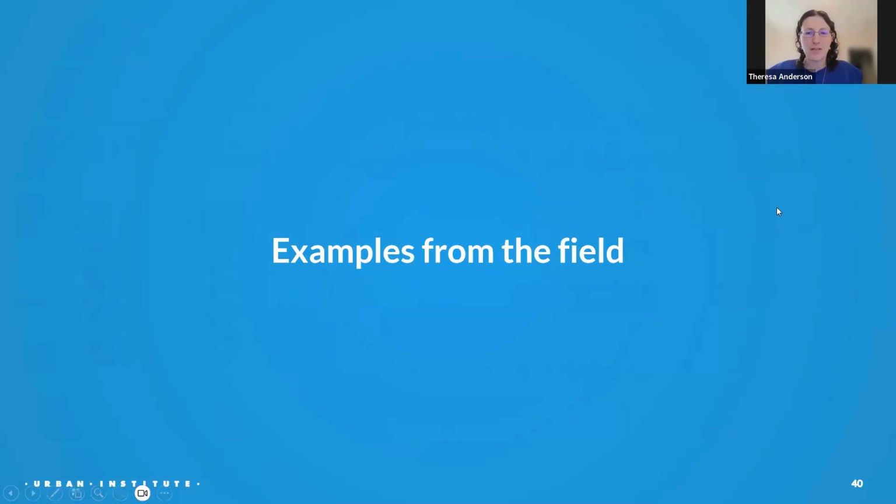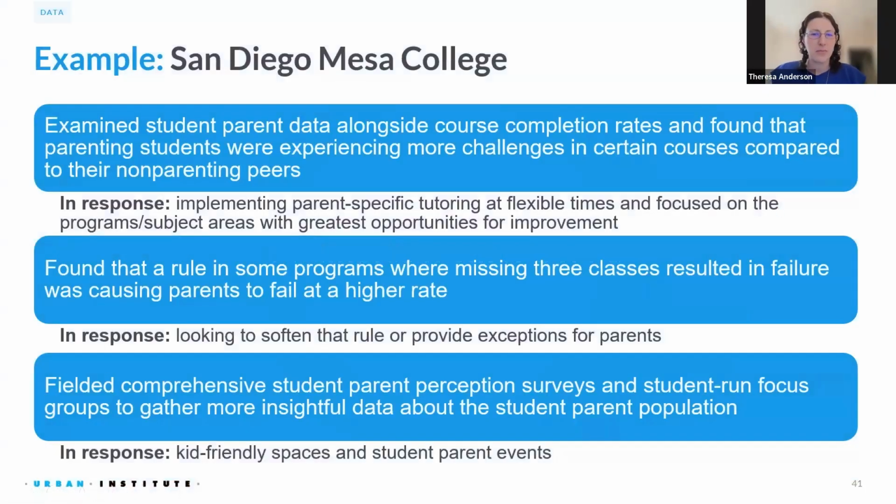So with that, I'd like to start with an example of San Diego Mesa College. Some of you might be familiar. San Diego Mesa has been a national leader in student parent supports for some years. And they had some really neat strategies where they were able to use data to inform services and supports for student parents. So the first here is that they examined student parent data alongside course completion rates and found that parenting students were experiencing more challenges in certain courses compared to their non-parenting peers. And they also looked at their tutoring and saw that some of the student parents weren't using the tutoring as much as they wanted them to be.